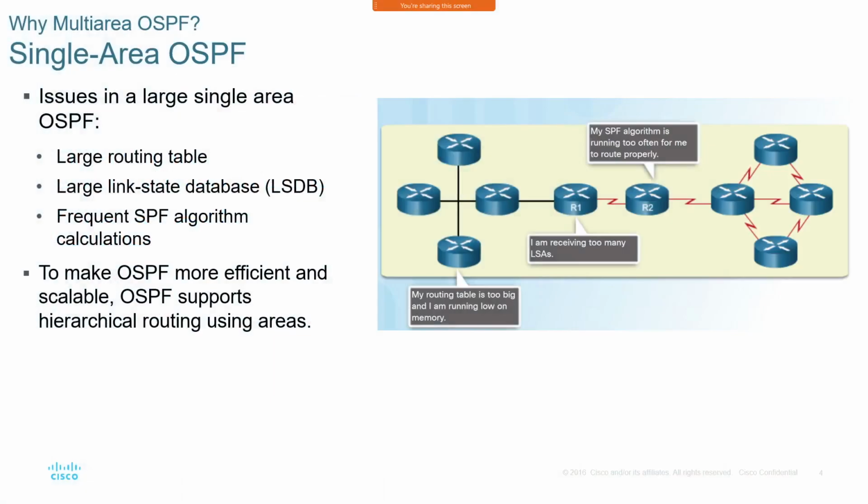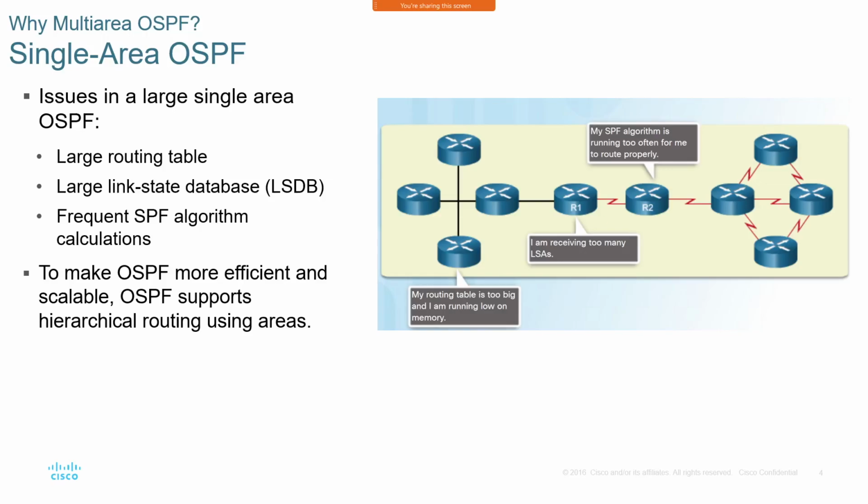Now, areas in OSPF work as a boundary. Every time you think about an OSPF area, that is a boundary. A boundary for what? A boundary for the link state database. So all the routers that belong to the same area will have the same link state database.